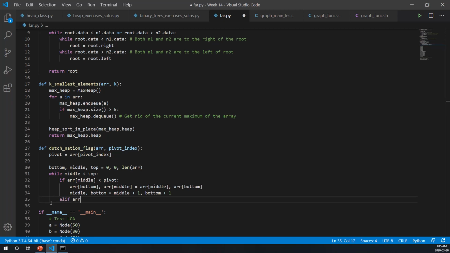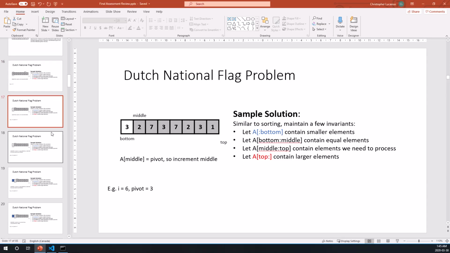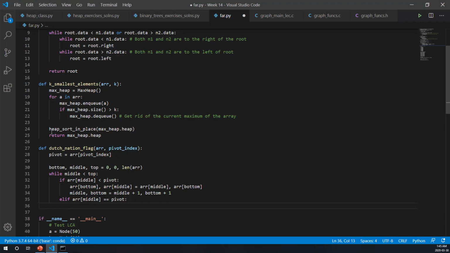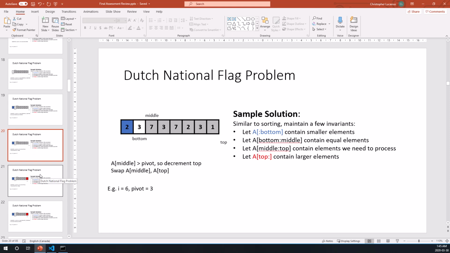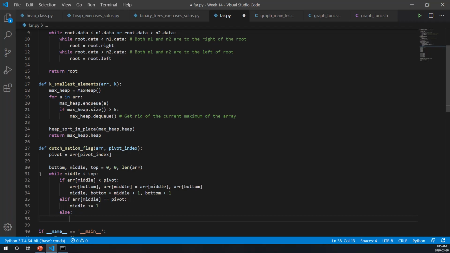Then what if array of middle is equal to the pivot. So if that happens, then remember that's just like this case here. So all I got to do is increment the middle by 1. And then else, that's the only other case that can happen, is if the A of middle is larger than the pivot.